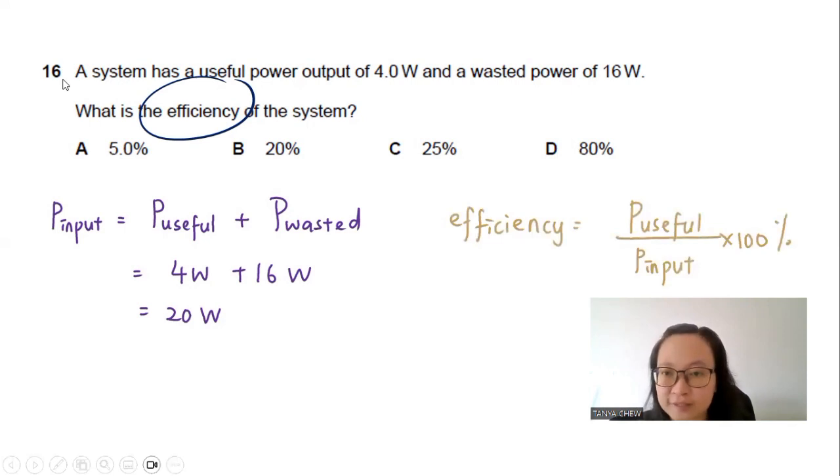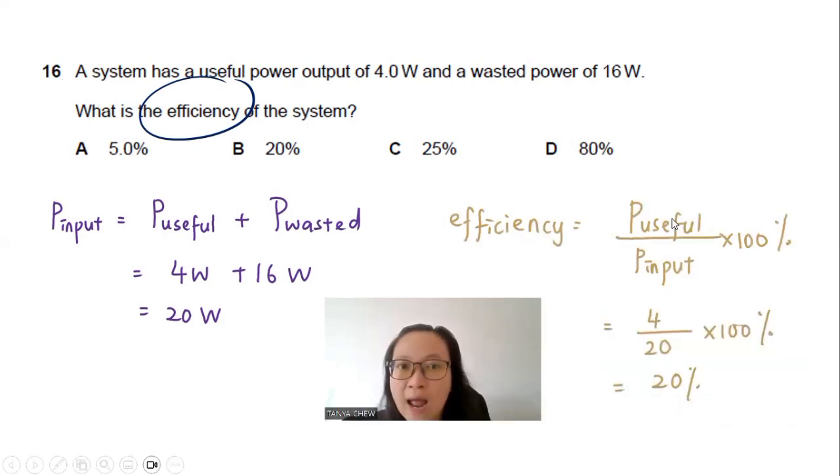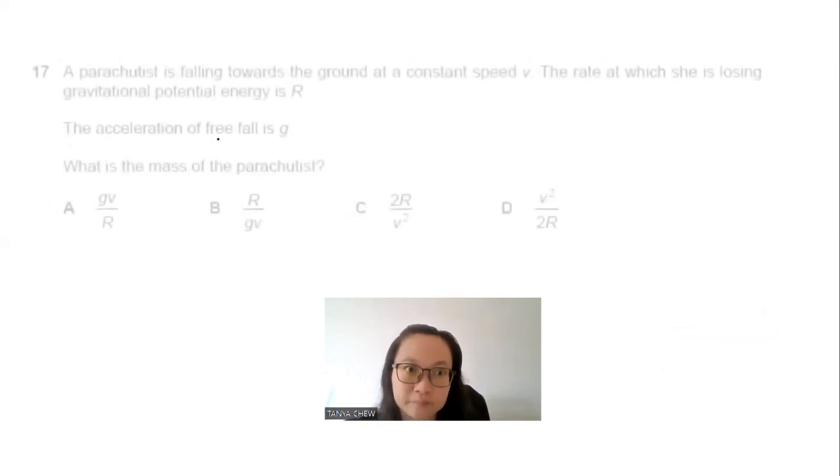Now to find the efficiency, I just sub into the equation. Useful output power is 4 watt over input power 20, times 100%. So you get 20% as your efficiency.